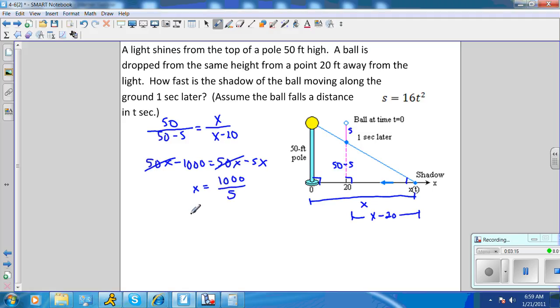So how fast is it changing? We're going to do dx/dt, which is 1000, well, this is really 1000 times s to the negative 1. So our derivative would be negative 1000 over s squared, or s to the negative 2, times the derivative of s with respect to t.